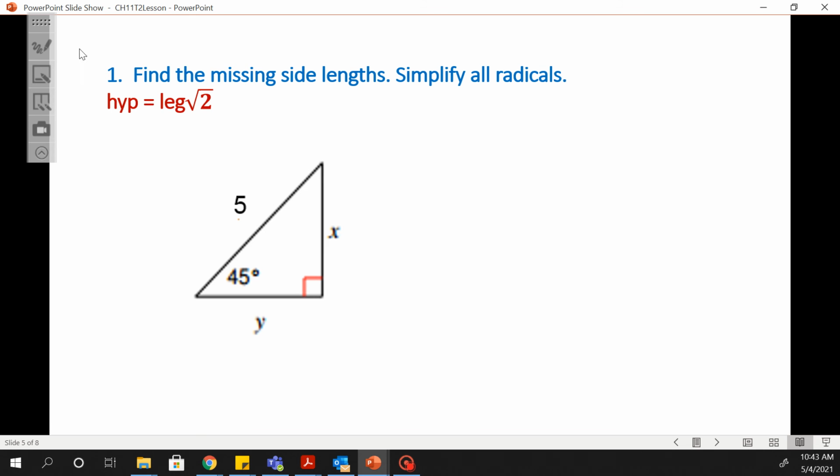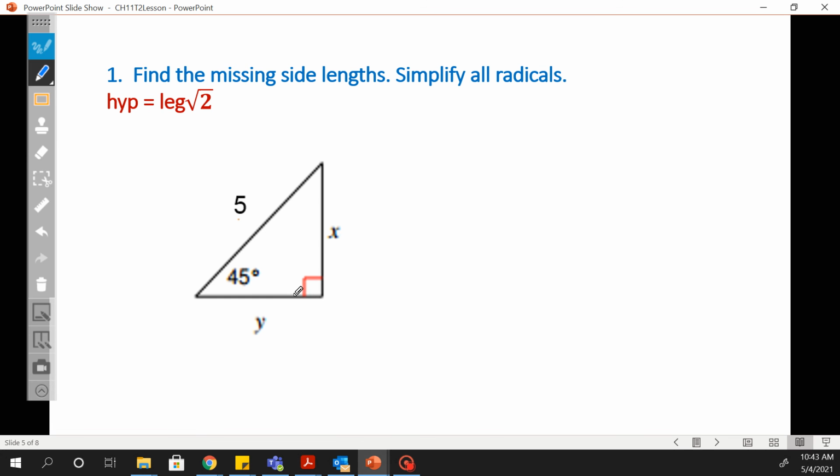This property is going to work for any 45, 45, 90. Now, one thing to keep in mind is that if one of the angles is 45 and one of them is 90, then the last angle has to be 45 because this has to add up to 180. The only way that's possible is if both of these are 45. So this is a 45, 45, 90, which means the legs are exactly the same, and the hypotenuse is equal to the leg times the square root of 2. Instead of using x and y, I'm just going to call these both x.